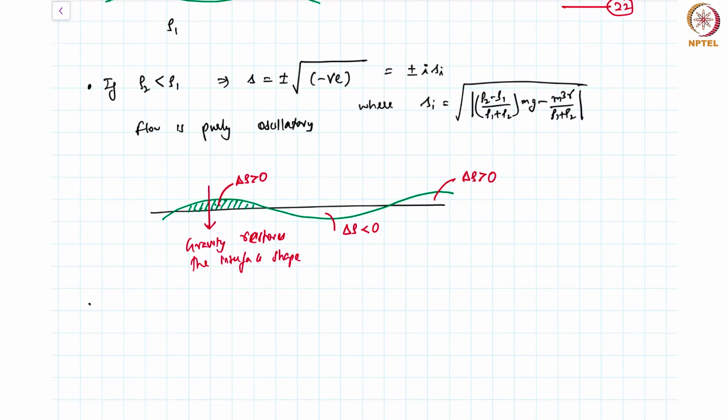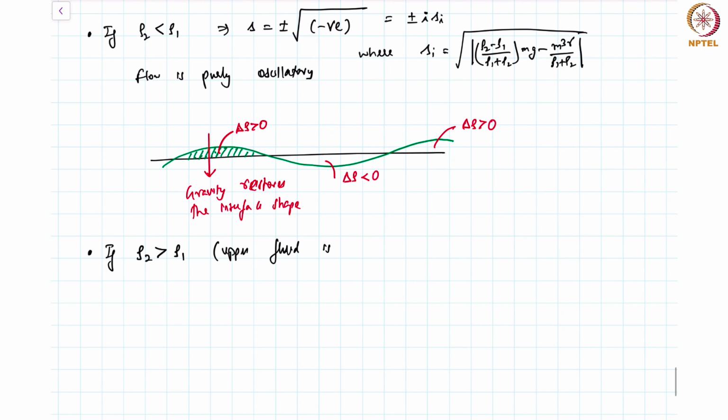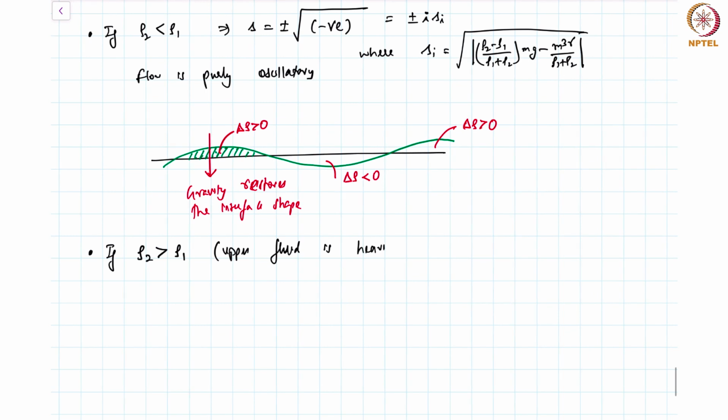What about the other case, where rho 2 is greater than rho 1? So the upper fluid is heavier than the lower fluid. Intuitively, you would expect this flow to be unstable, because if heavy is sitting over light, then certainly you would expect the heavy fluid to just collapse.